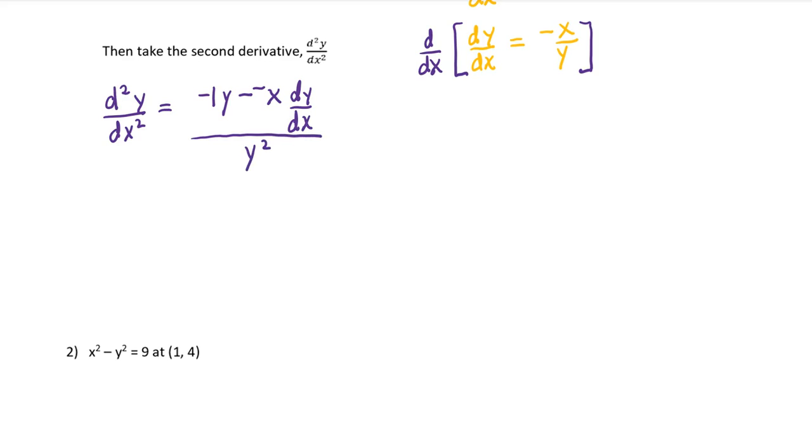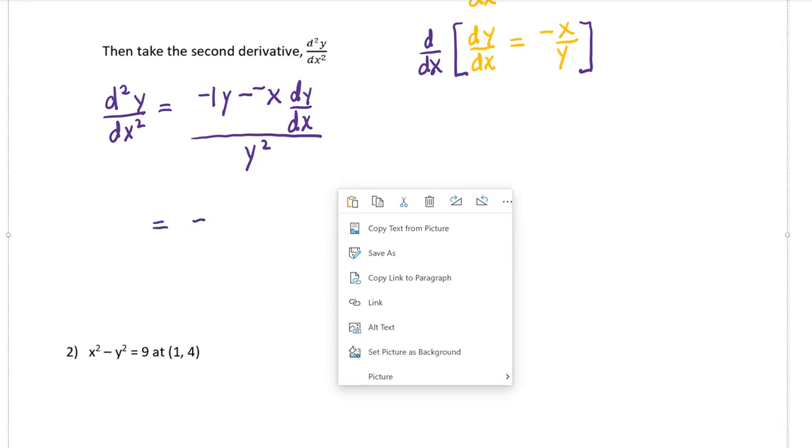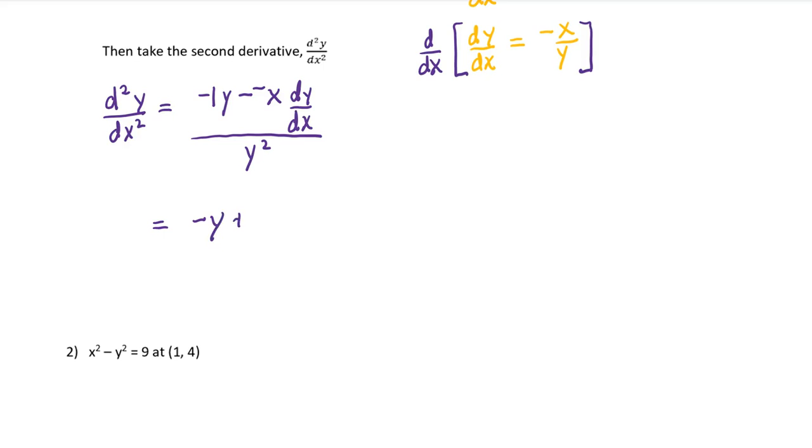Now, in this case, I know that dy/dx is equivalent to negative x over y, so I can do a little bit of substitution here. So I'm going to do that next. I'm going to substitute, and I'll clean up the top. This is negative y plus x. Substituting for dy/dx, I'm going to substitute in negative x over y. And then the denominator I can just leave as y squared.